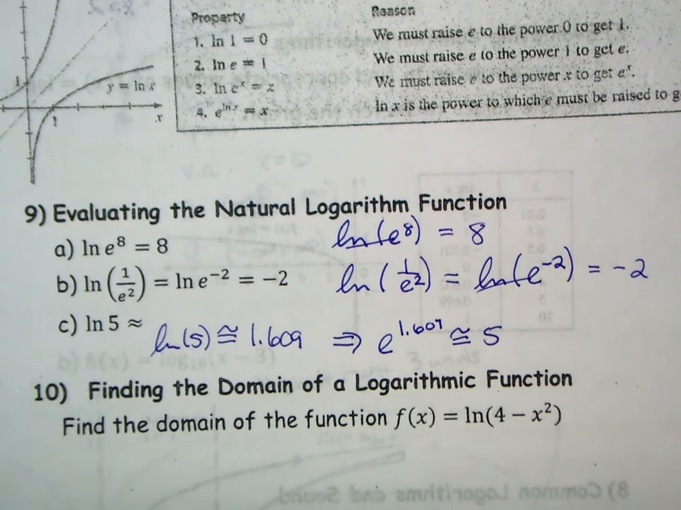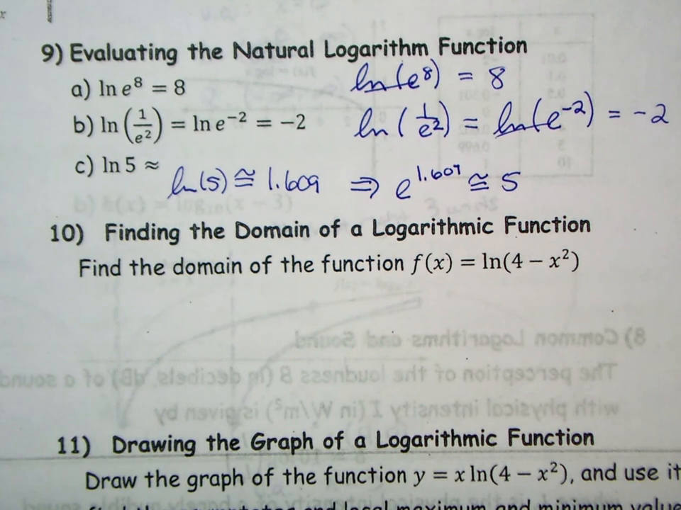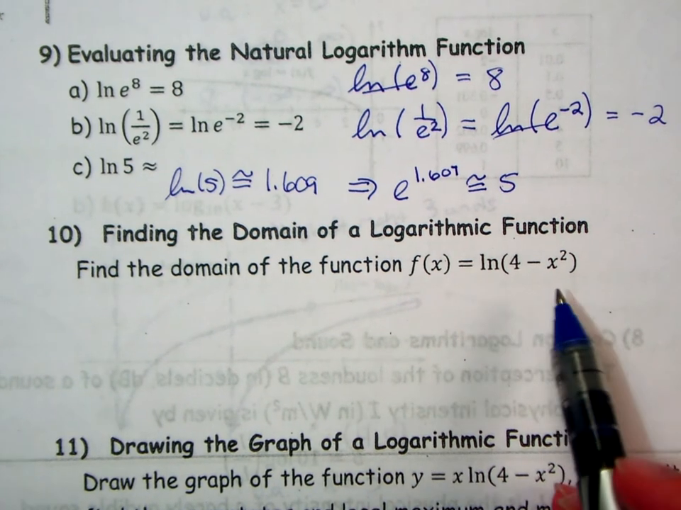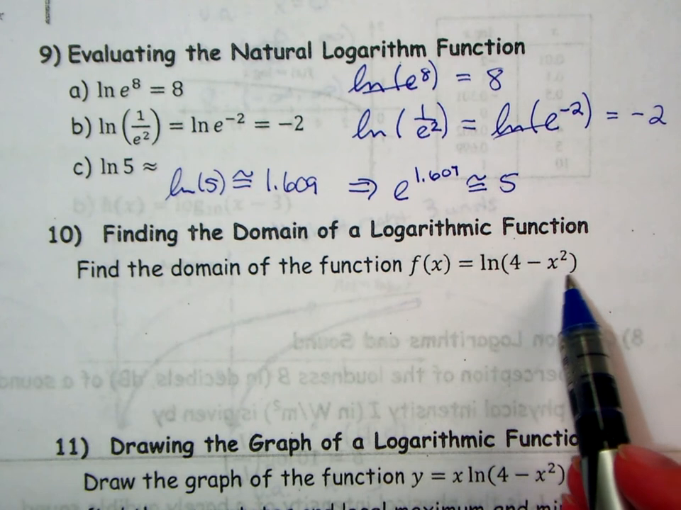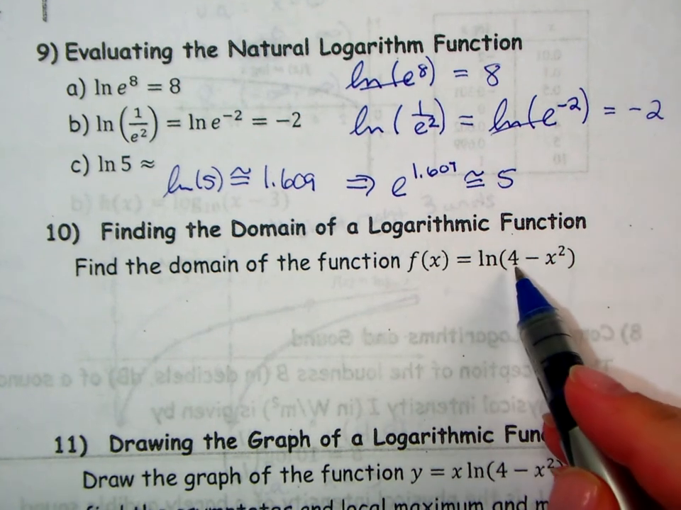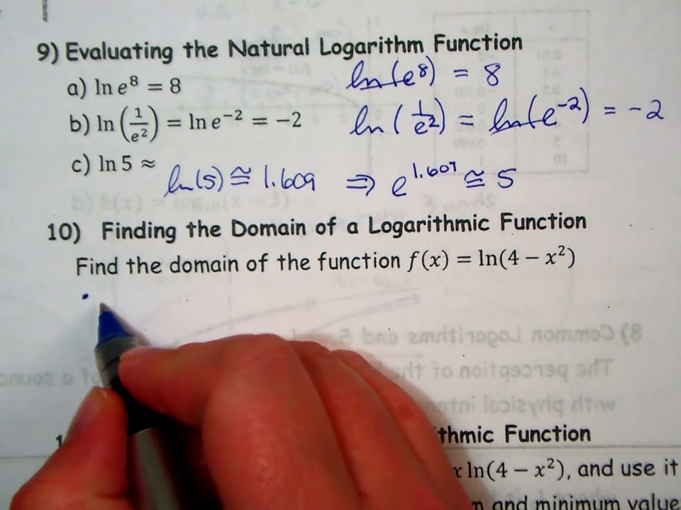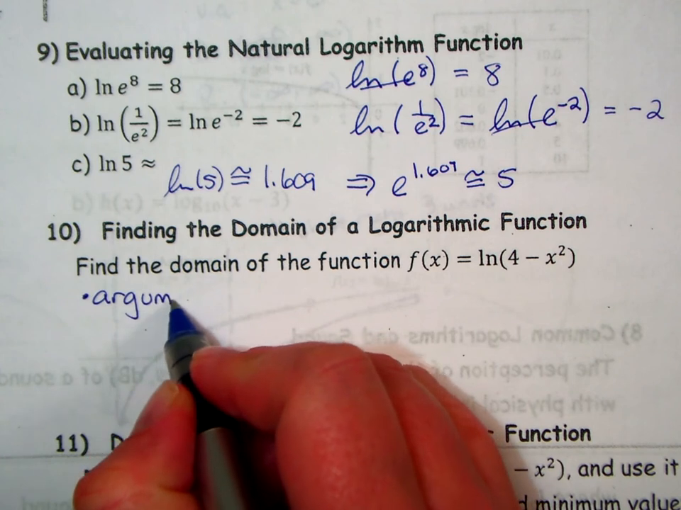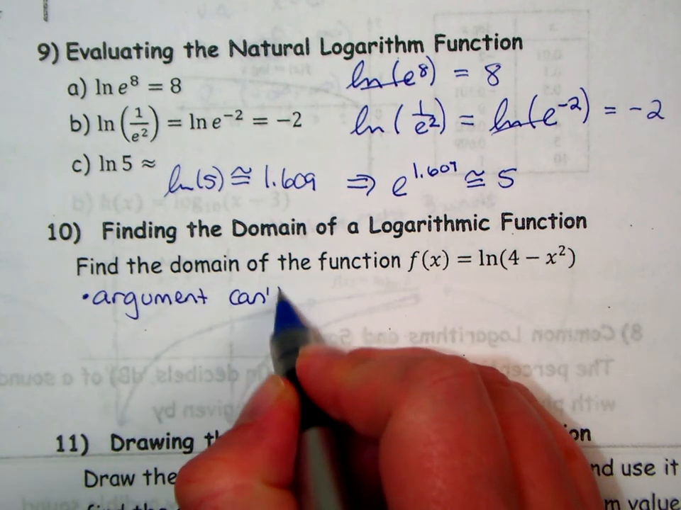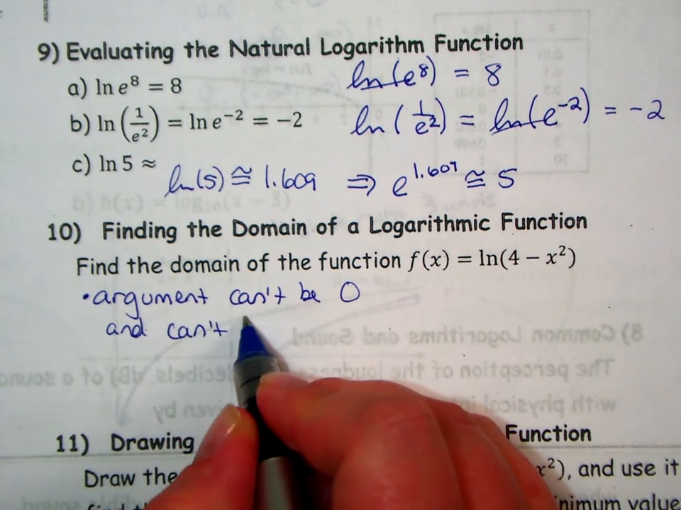How would we find just a domain without a graph? What I want you to know, and you do need to remember this, is there's another rule for domains. For a fraction, we can't let the denominator equal 0. For a square root, we can't let the radicand be negative. For an ln, the argument can't be 0 and it can't be negative. So you need to remember that. Argument can't be 0 and can't be negative.